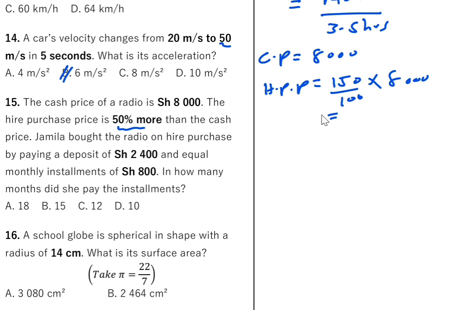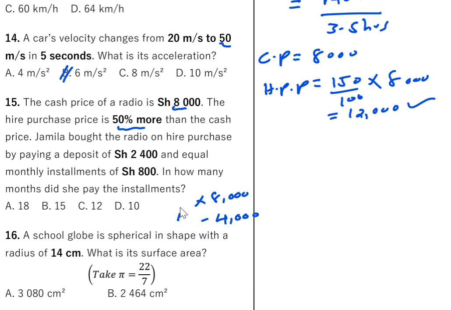So if you take 150 over 100 times 8,000, you can see the answer is 12,000, and therefore their purchase price is 12,000 Kenyan shillings. Or you can also do another way. You do 50% of the cash price, where it is 50 over 100 times 8,000. You'll see it is 4,000. So it is 4,000 more. So if it is 8,000, then for the higher purchase price we add 8,000 plus 4,000, and we see the higher purchase price is 12,000. So I was showing you another way.